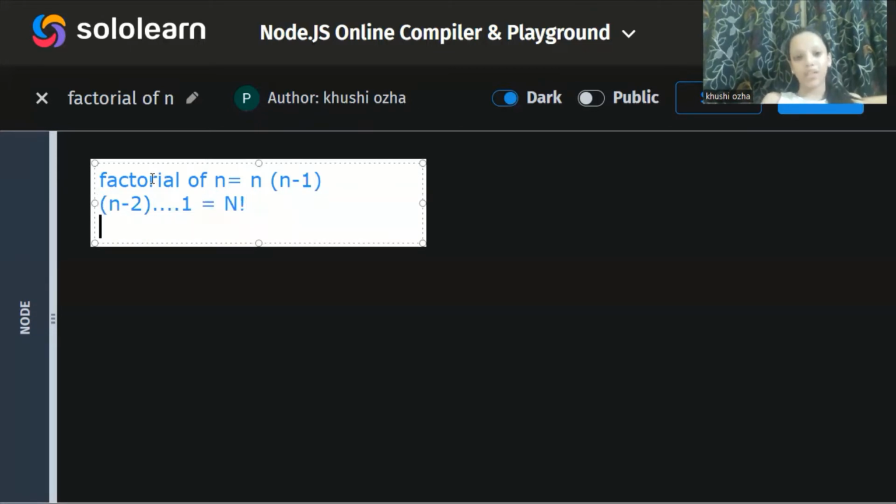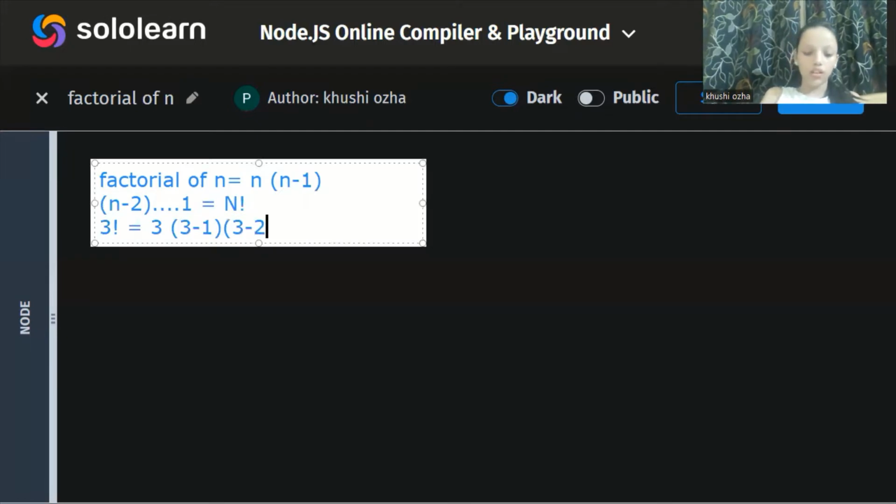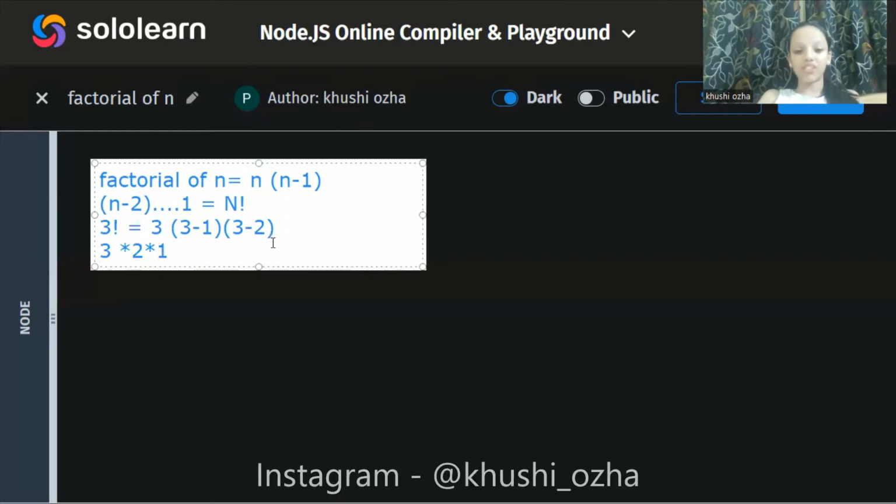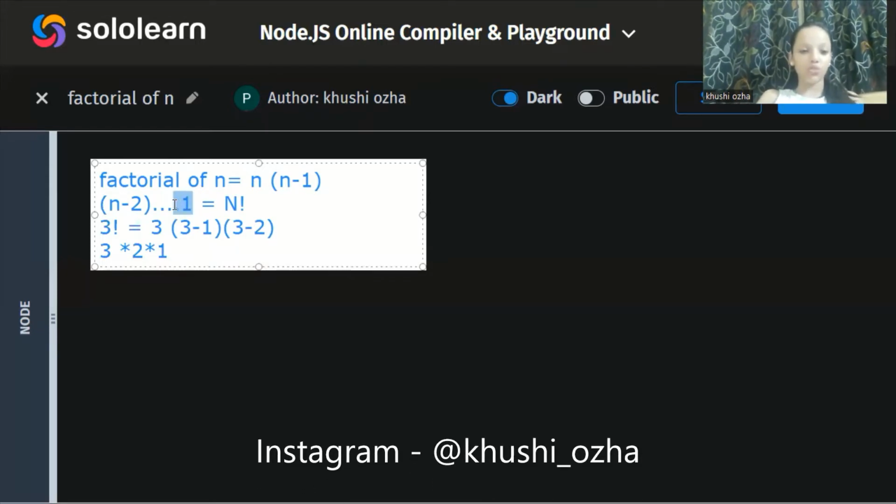Now here let me explain with an example. Let's say we have the number 3. 3 factorial will be equal to 3 into 3 minus 1 into 3 minus 2. That's it. Now why have I stopped over here? Because 3 into 3 minus 1 is 2, and 3 minus 2 is 1, and as we've seen, the last value must be 1. Now this factorial will be 3 into 2, 6, and that's it.